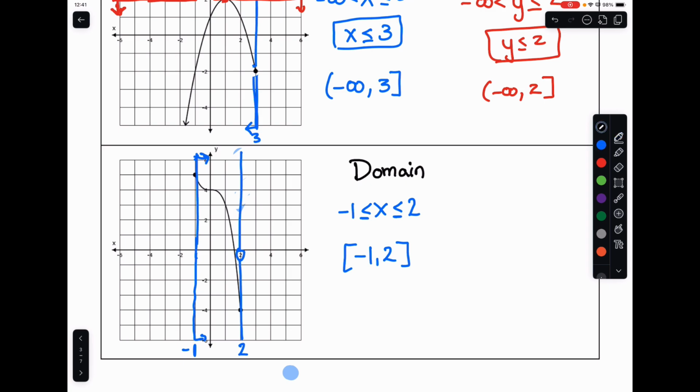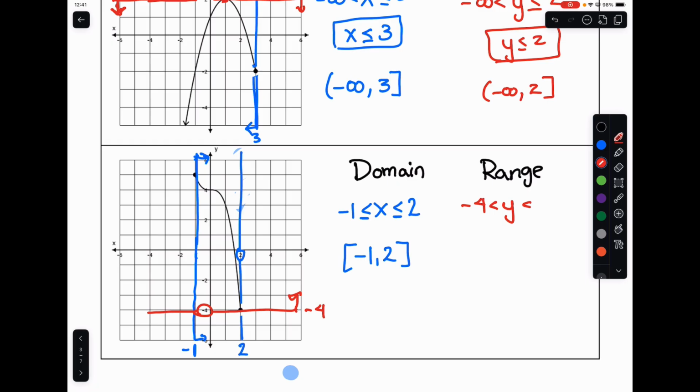Now, what about the range? Well, for a range, simply start at the bottom and see what's the lowest y value we can get to, which is again this endpoint right there. There's no point lower than that. So -4 is the lowest y value.